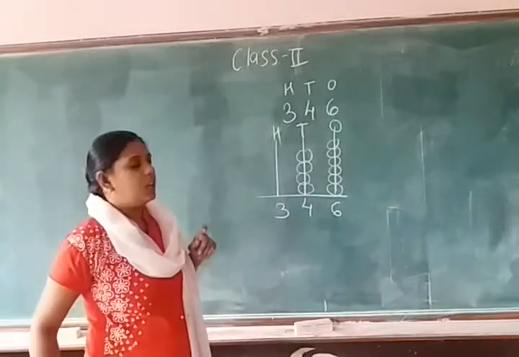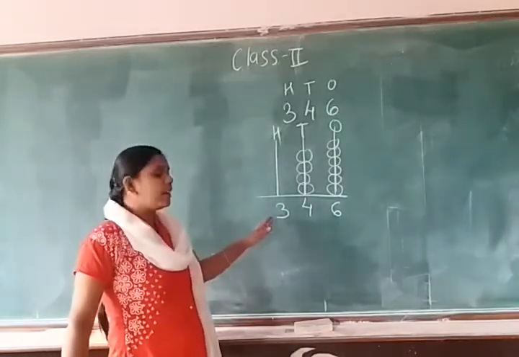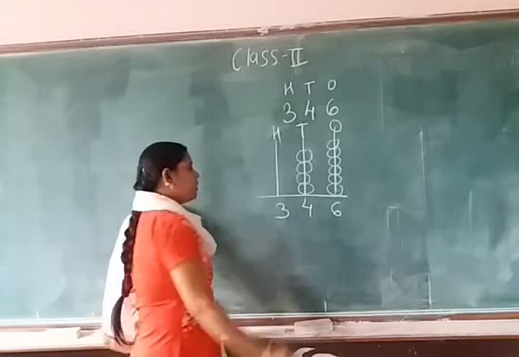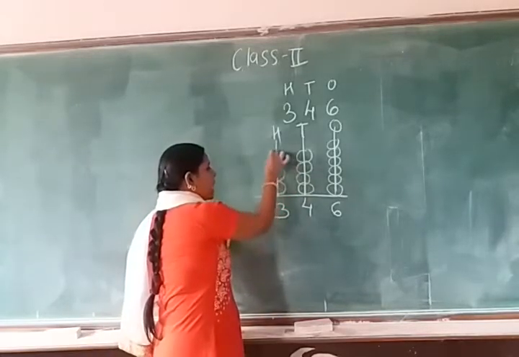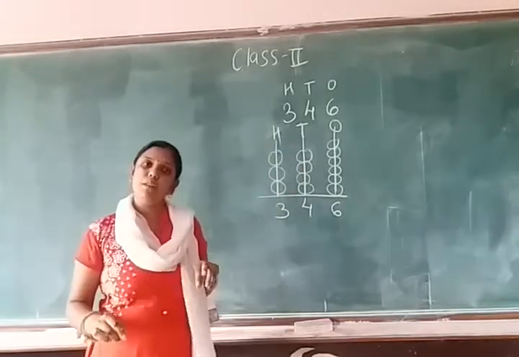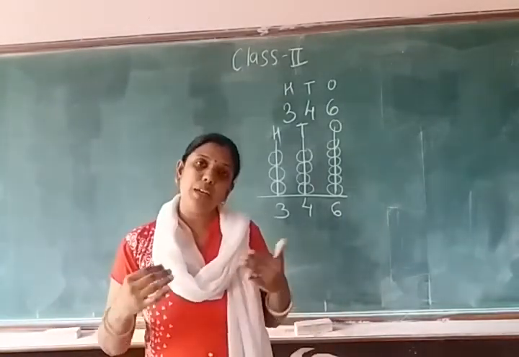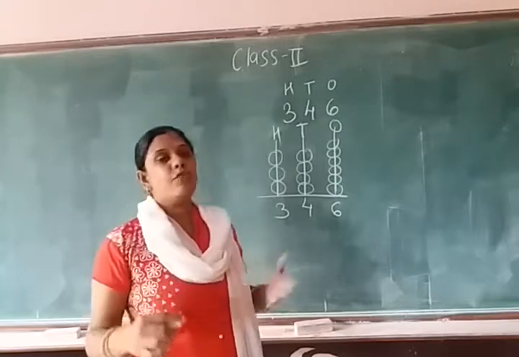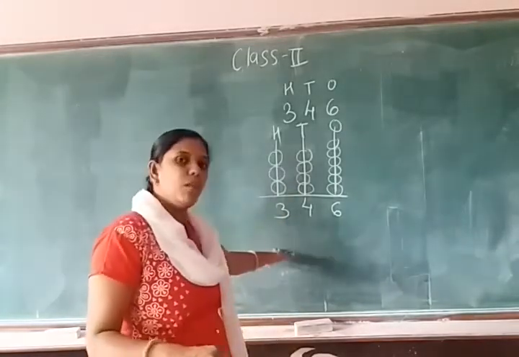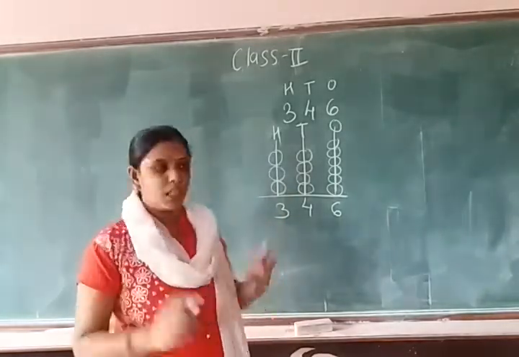Okay, very simple. Now the last number is at the hundreds place, and the digit at the hundreds place is 3. That means here we have to make 3 beads. In this way we draw beads on the abacus, and if beads are given, then we form a number. Very simple topic it is.